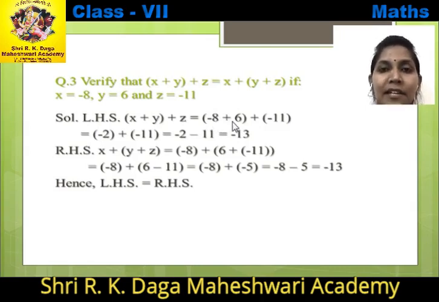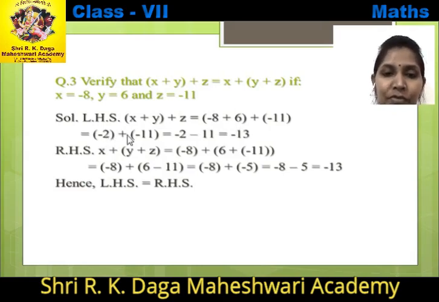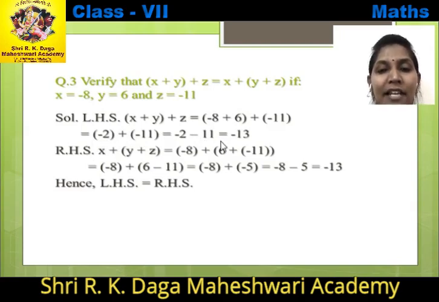So plus minus 2, plus minus 11 as it is, which is equal to minus 2 plus minus 11. Now minus 2 and minus 11 is equal to minus 13.